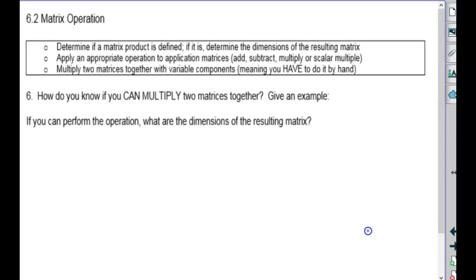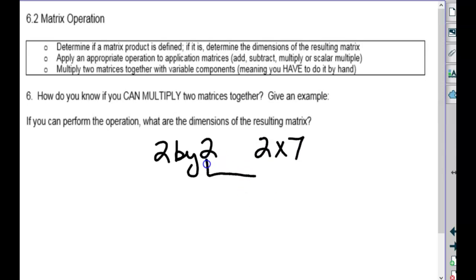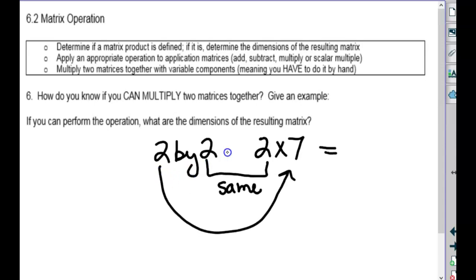Number 6, how do you know if you can multiply two matrices together? Okay, give me an example, that'd be easier. 2 by 2, 2 by 2. Okay, a 2 by 2, yes, but 2 by 2 by 2 by 7. Okay, because these have to be the same, right? And the resulting matrix, if we multiply those together, we'd get a 2 by 7.